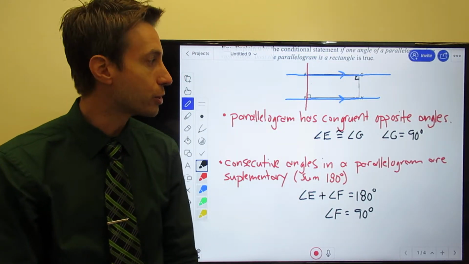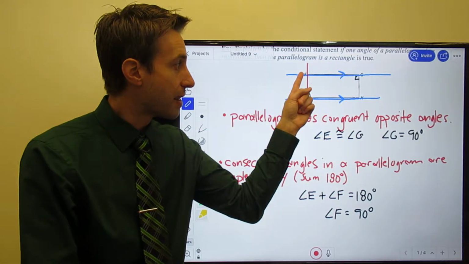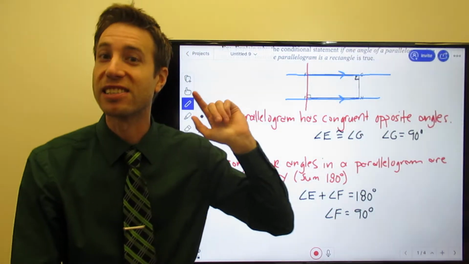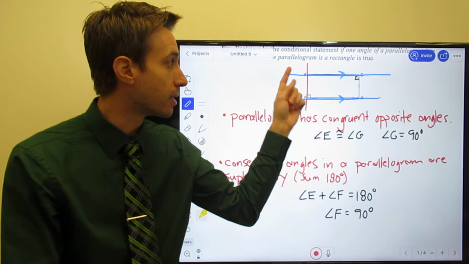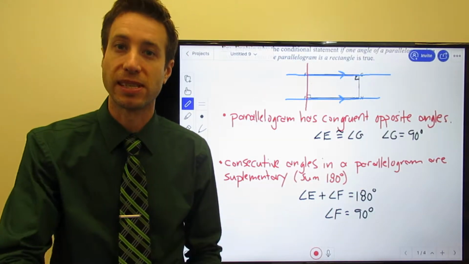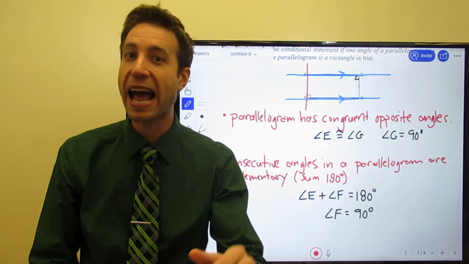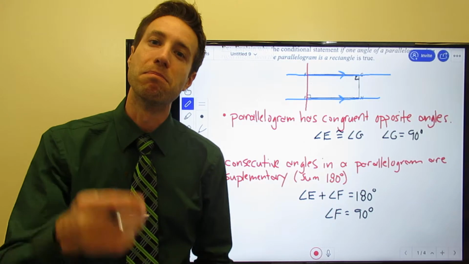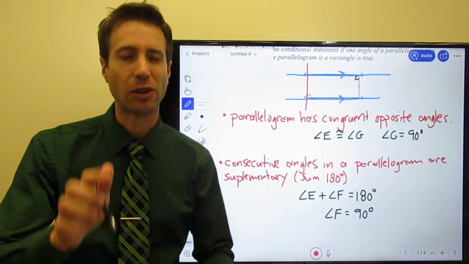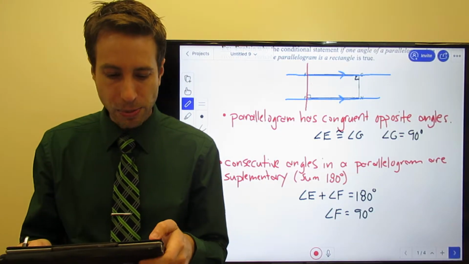Then all you got to do is go right back to this statement about parallelograms. Therefore, H, because it is opposite angle F, must also be 90 degrees. Opposite angles are congruent. So that's why that statement works. If you know that one angle is a right angle, then it must be a rectangle as long as it's a parallelogram. So let's go ahead and go to the next page. We'll try a couple of these together here.